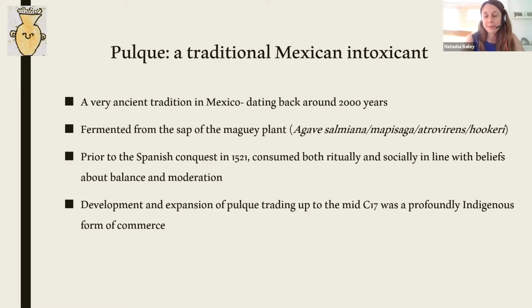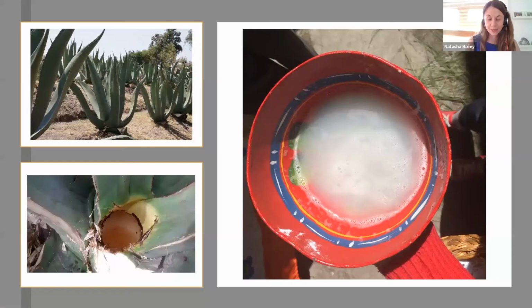Because its fermentation process is continual and quite rapid, it's got a very short shelf life. It lasts about 24 to 48 hours after the fermentation's taken place to turn the sap into the drink. I've got some pictures. On the right, the bowl with the milky white substance in, that's pulque.